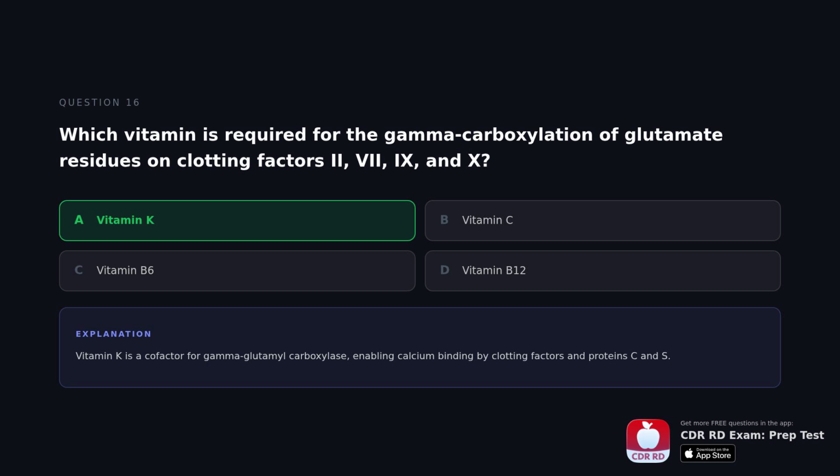The correct answer is vitamin K. Vitamin K is a cofactor for gamma-glutamyl carboxylase, enabling calcium binding by clotting factors and protein C and S.